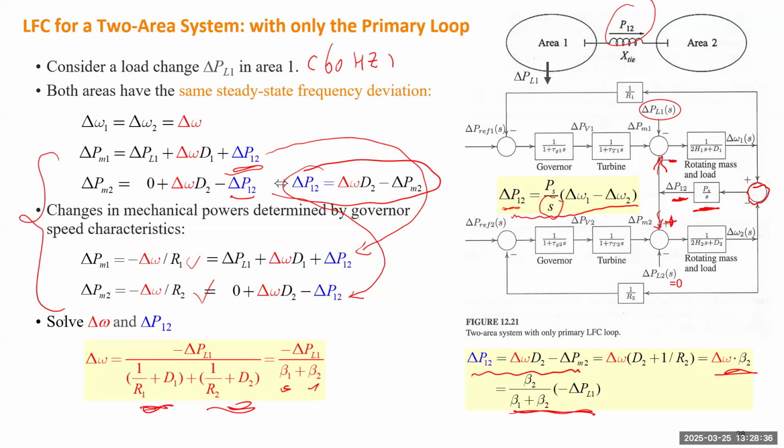So now we have the formulas to calculate delta omega and delta P12, and we can use one example from Saadat's book. That gives you some more realistic numbers you can try and calculate. I don't go through the detail. Basically, it just gives you all the parameters of the block diagram from the previous slide. So you can use the formula. This is the formula we derived, right?